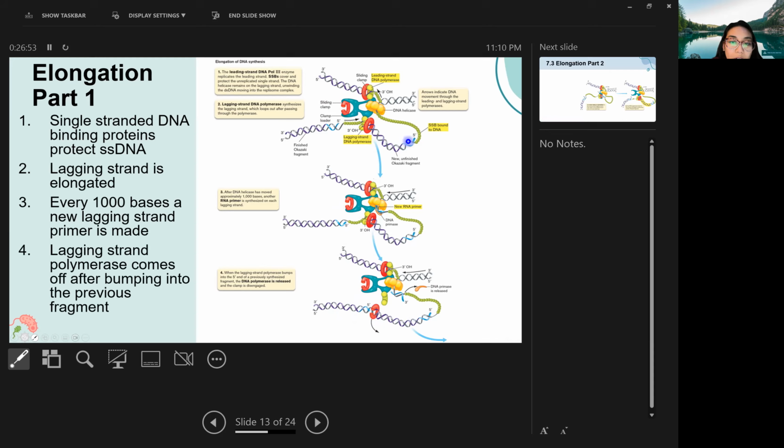So here's your lagging strand. It's filling in this direction. And as it keeps going, it will hit this part of the DNA, which has already been replicated. So then it will come off and fall off.